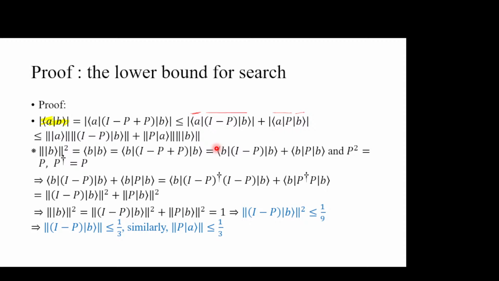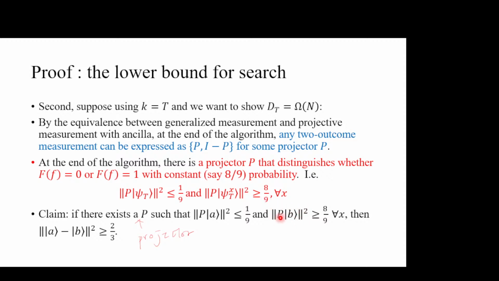Now we try to upper bound. The norm of A and the norm of B, because they are normalized vectors, should be just 1. And so now we try to upper bound the norm of (1 minus P)B and the norm of PA. Here we have a bit of a long derivation, but basically what we want to say is that the norm of (1 minus P)B, squared, should be less than or equal to 1/9.